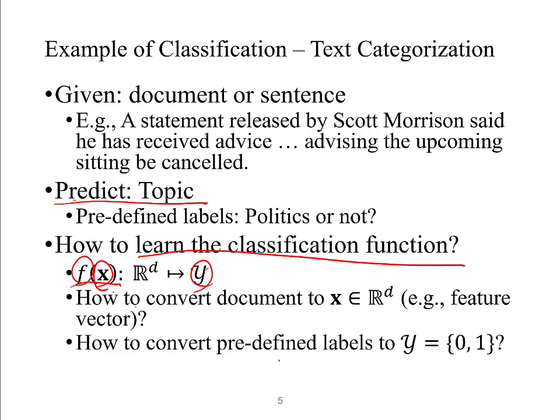So the first question would be how to convert a document to a vector, and the second question would be how to convert the predefined labels to this y. The second question would be easy. For example, politics or not. We can define 0 as not politics, and 1 would be politics.